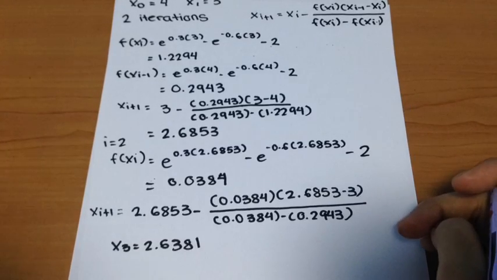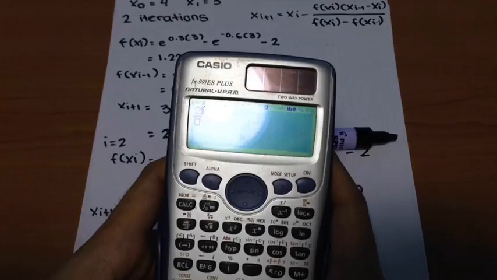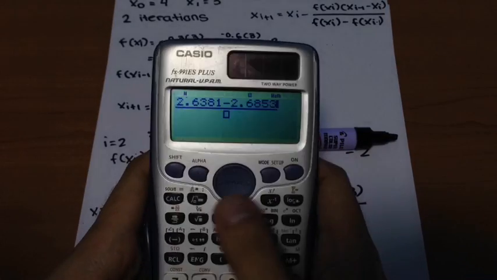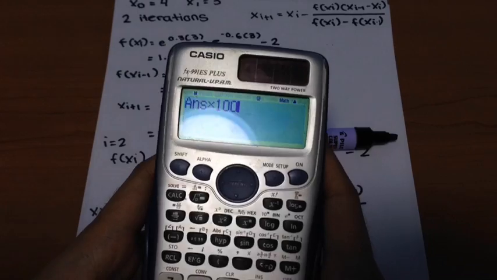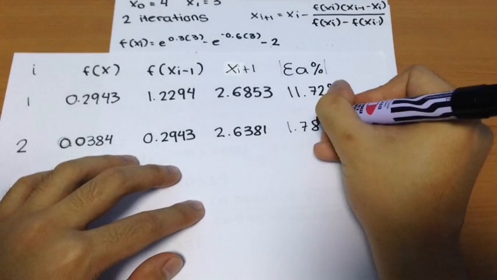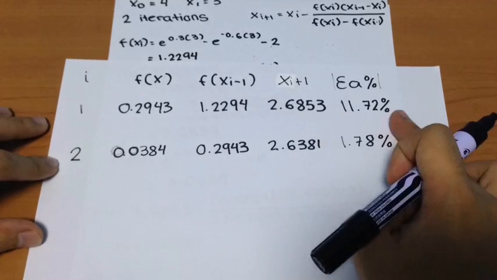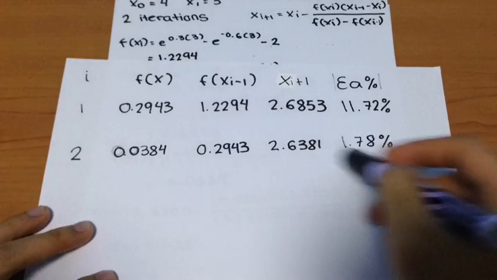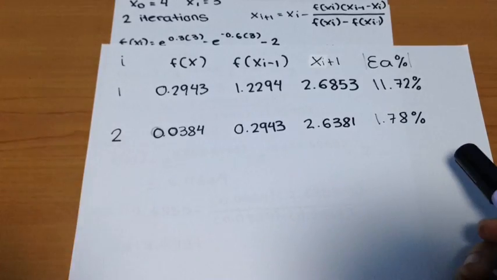And then we compute for the approximation error for our iteration number 2, and we have an approximation error of 1.78%. And that is very fast, because from 11.72% we have dropped to 1.78%, and we are close to 0%.